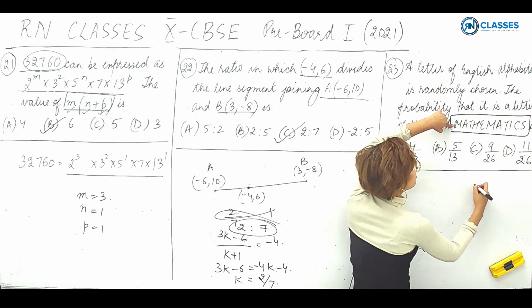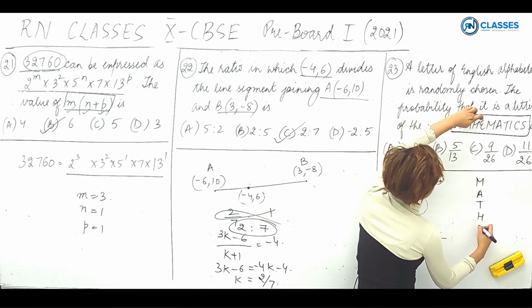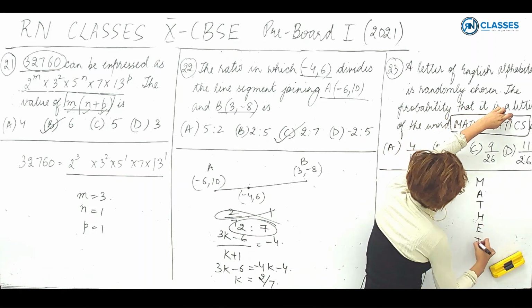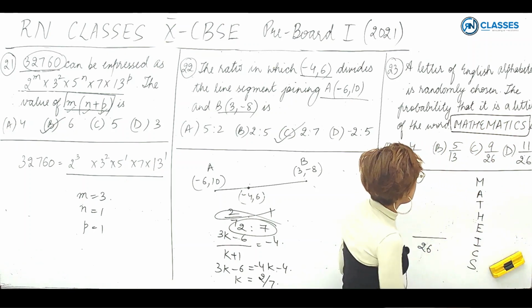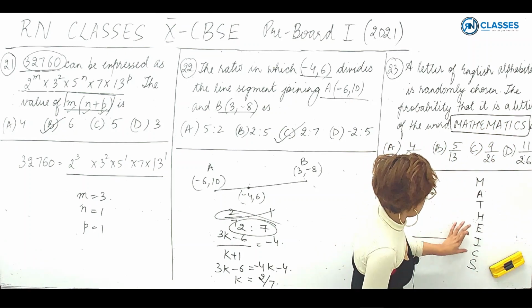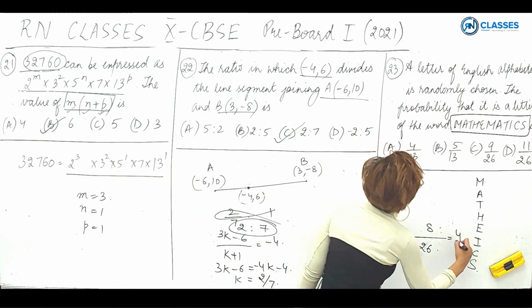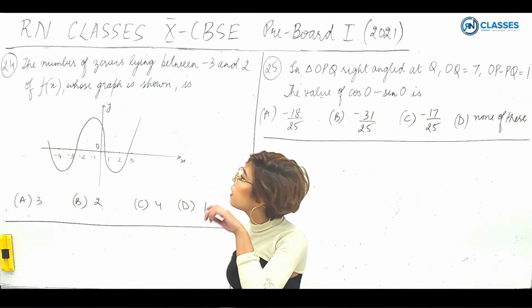So favorable outcomes. M is a favorable outcome. A, C, H, E. M we have already taken. A we have taken. C we have written. I, C, and S. Favorable are how many? 3, 3, 2, 8. That means the answer is 4 by 13, which is option A. Alright. On to the next one.